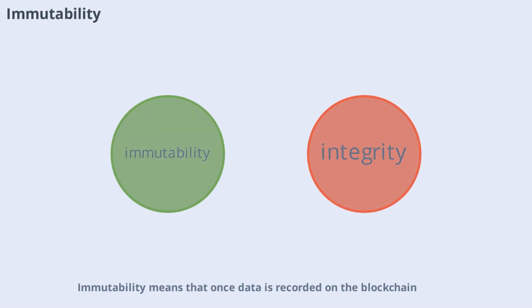Immutability means that once data is recorded on the blockchain, it cannot be changed or deleted. This is achieved through the combination of cryptographic hashes and the linking of blocks. Immutability is crucial for building trust, as it guarantees that records are permanent and tamper-proof. This feature is especially valuable in industries where data integrity is essential, such as finance, healthcare, and supply chain management.